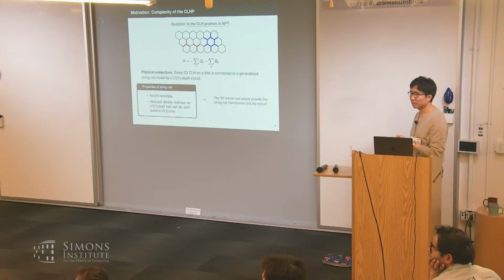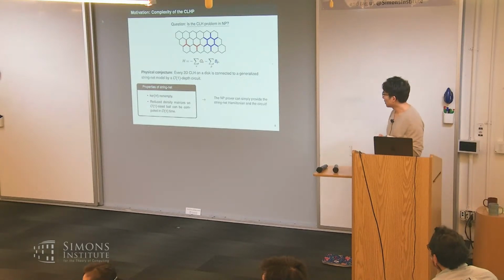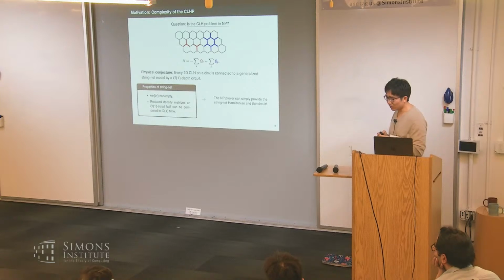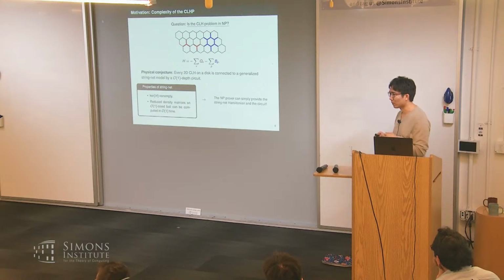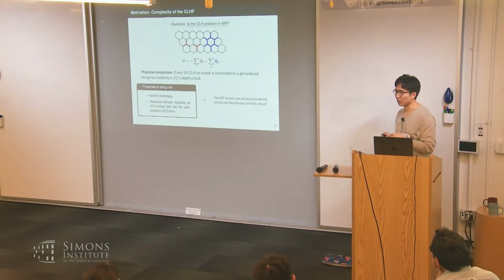Do you know that this problem is in QCMA, if you have a poly-depth circuit? For these models, I would strongly believe that there is a log depth circuit. Although for the original string net model, Koenig and Ben Reichardt gave a log depth circuit. For the generalized one, there is no such work, but it probably still works.